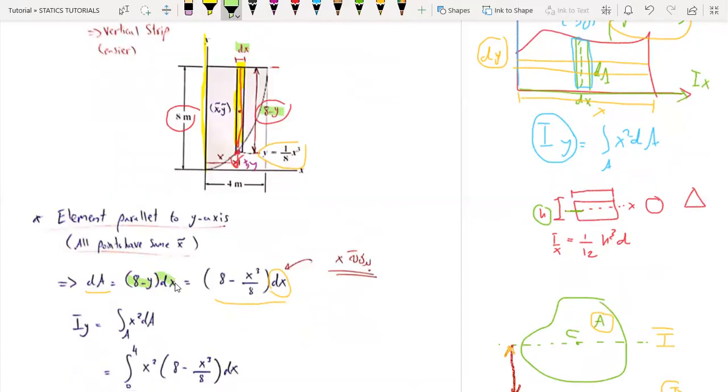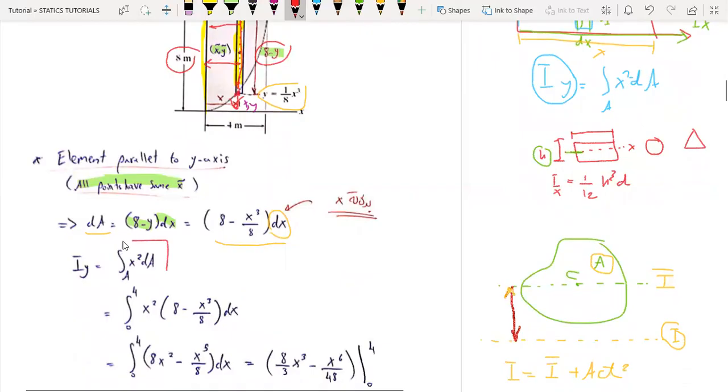And here all points have the same x tilde. So here it is (x tilde, y tilde). We can note that all the points in this differential element have the same x tilde.